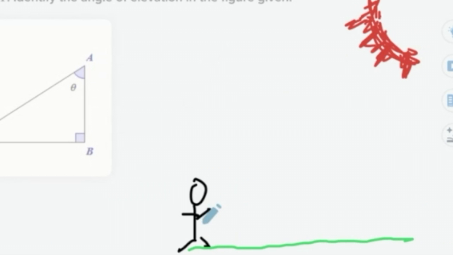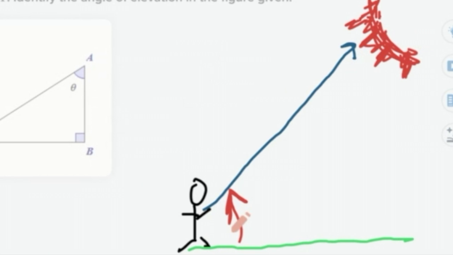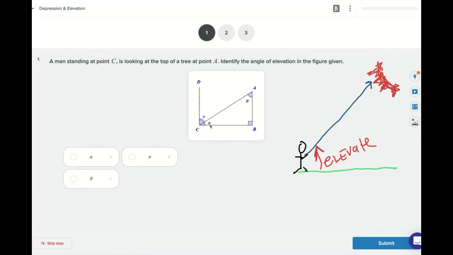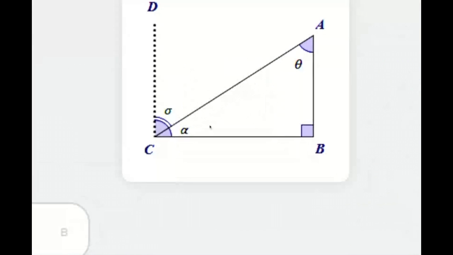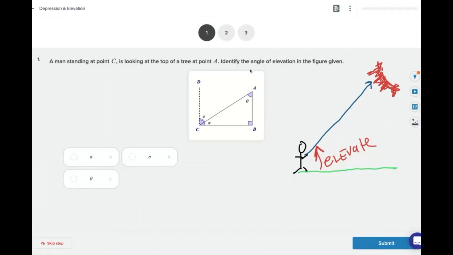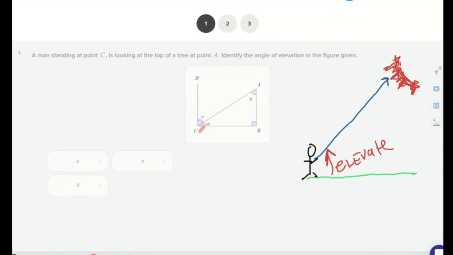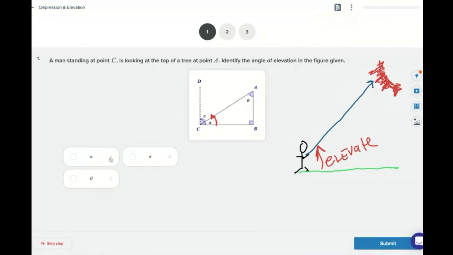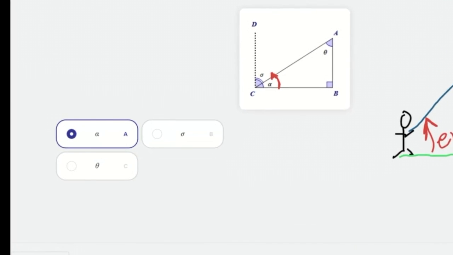If the kid looks up at the sun like that, we'll say that this is the angle of elevation. Think about how they're raising their head up towards the sun. It's elevation, elevate. So in our picture here, our angle of elevation would be right here, that little A-looking thing, because we're looking up. So then that's your angle of elevation.